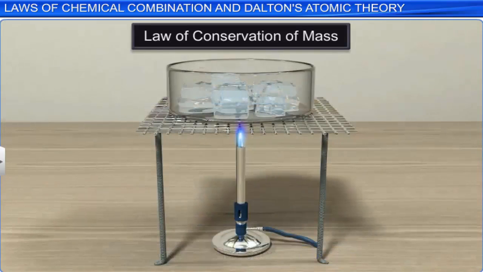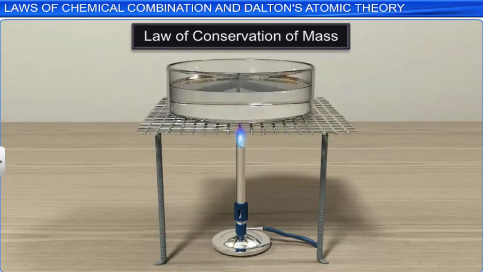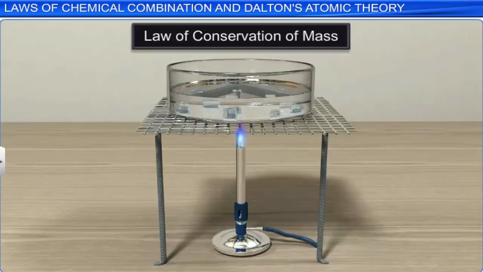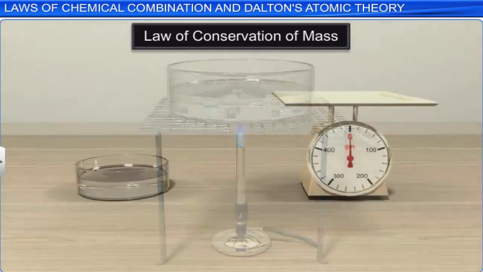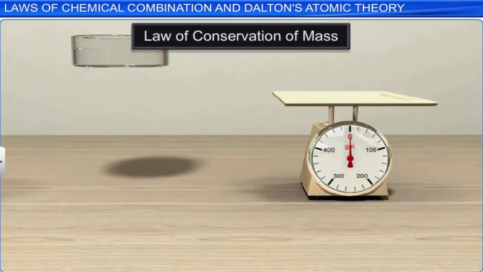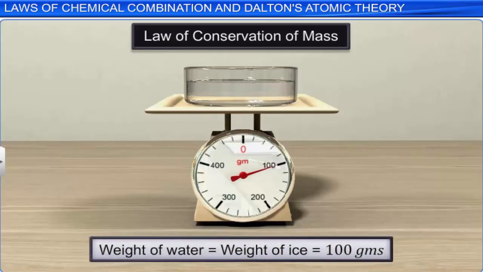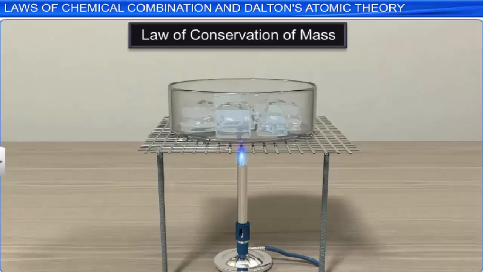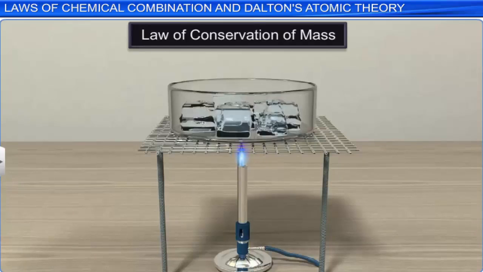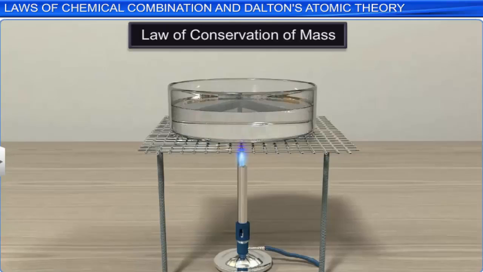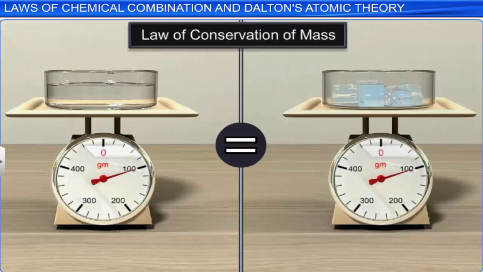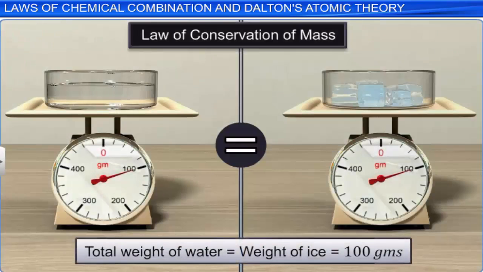If we heat the ice, it will melt and form water. If we weigh the water, we notice that the weight is the same as the weight of ice. This proves that when matter undergoes a physical change, like in this case, the total mass of the reactants is equal to the total mass of the products.